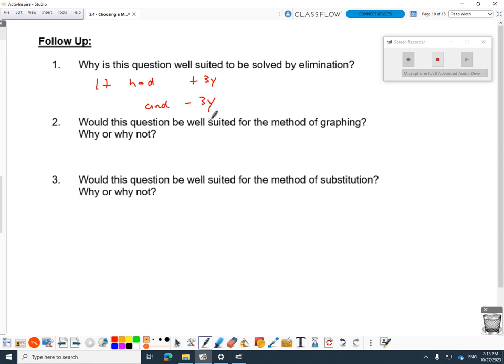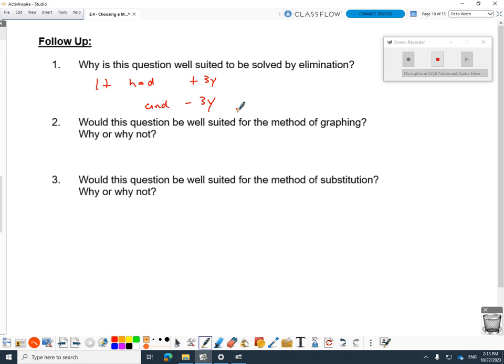Should I have wrote more there? Yeah, I probably should have. But I'm really trying to write something that's going to help you. Now, why that one was so nice for elimination is it had a positive 3y in the first one and a negative 3y in the second one. That was good like that.